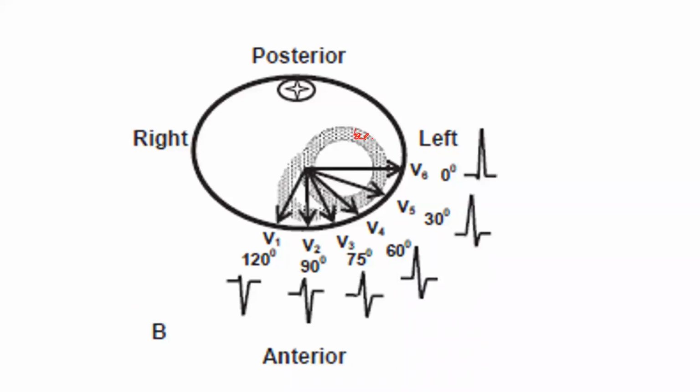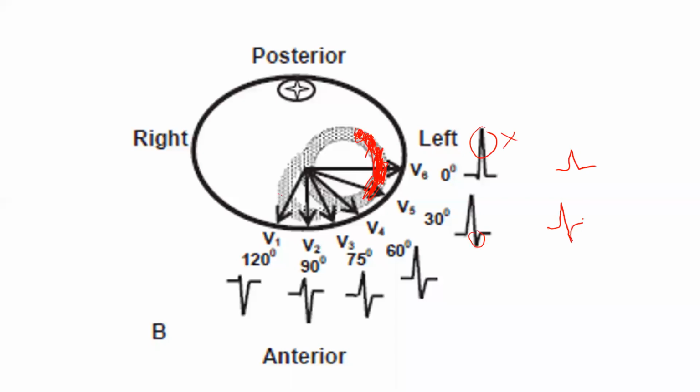if this much of myocardium is dead, this is not working properly. So the V6 which was giving this much of positive wave will not be there. So V6 becomes smaller. V5 also, so much of it is dead, we'll think. So now this also becomes smaller. But this negative wave is due to your RV, right? This is due to RV.